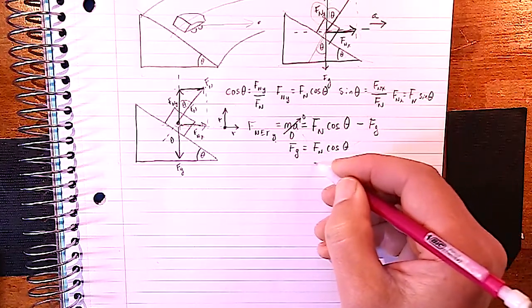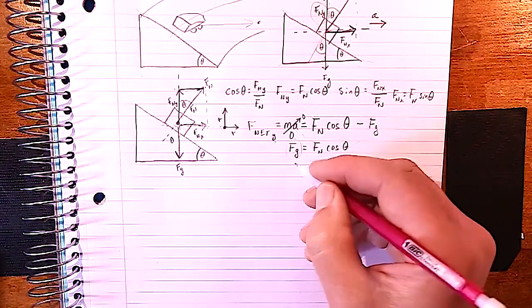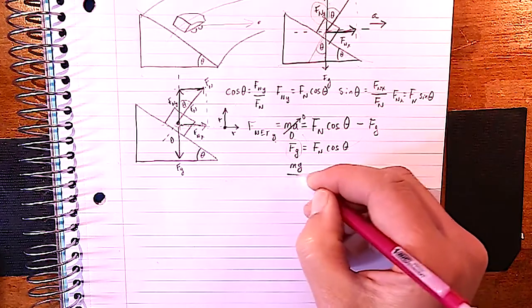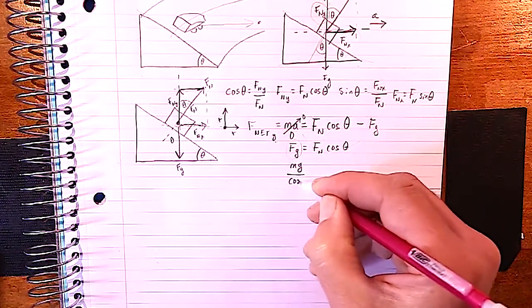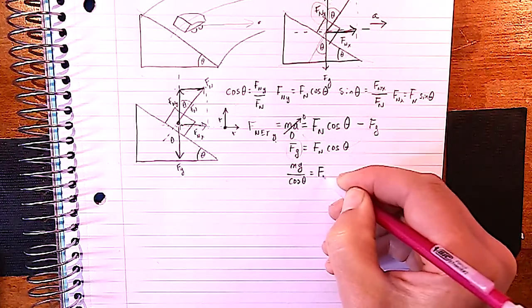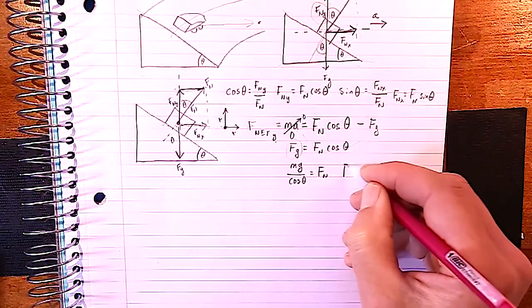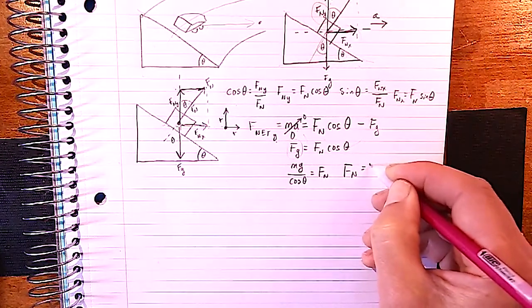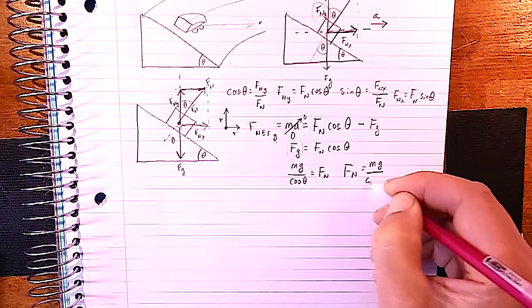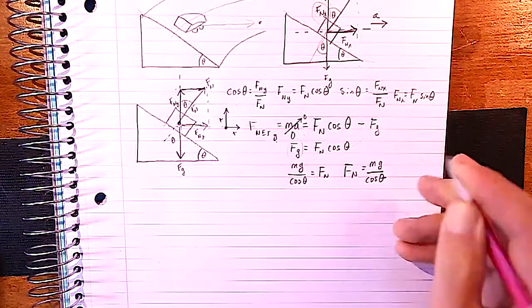And if we bring this cosine theta over here and replace this with mg, we have mg over cos theta equals Fn. And I'm just going to flip this to the other side and write it as Fn is equal to mg over cos theta.